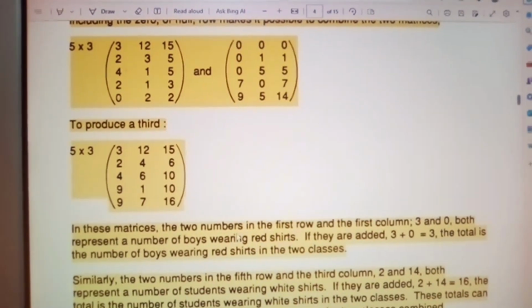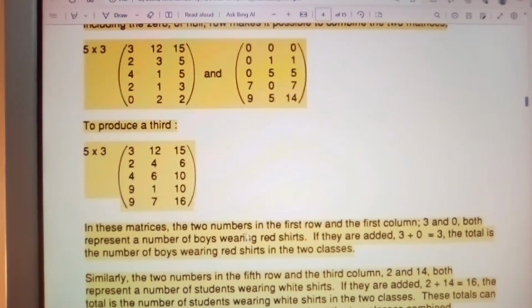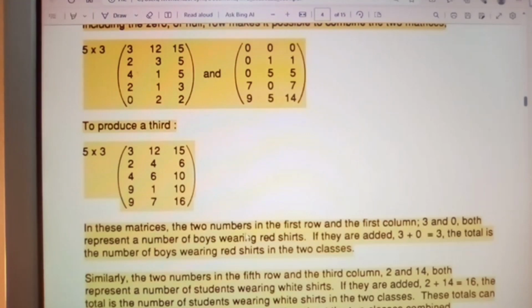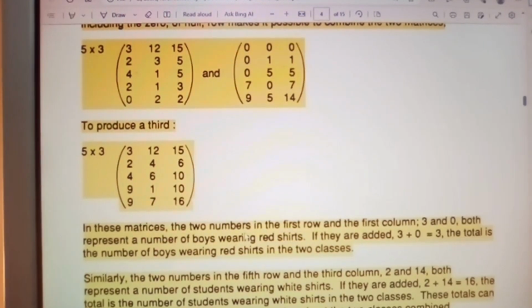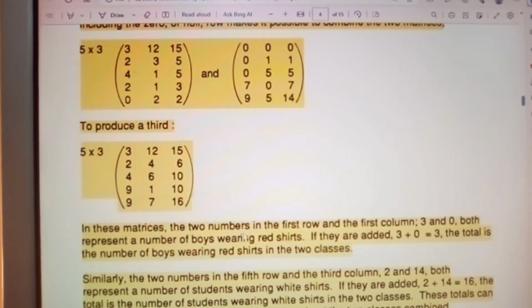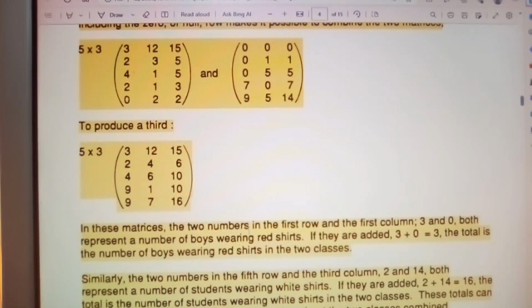Okay. Right, now in these matrices, the two numbers in the first row and the first column, 3 and 0, both represent a number of boys wearing red shirts. If they are added, it equals 3, the total number of boys wearing red shirts in the two classes. Okay.